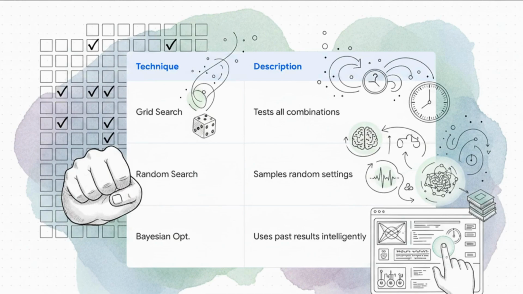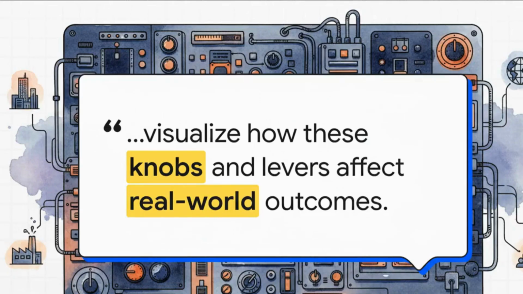And finally, we get to Bayesian optimization. This one is really clever. It uses past results to intelligently pick the next set of hyperparameters to test. In essence, developers use intelligent algorithms to figure out the best settings for their other algorithms. How cool is that? At the end of the day, AI training isn't just magic code executing in a void somewhere. As the Google Machine Learning Crash Course puts it, developers must, quote, visualize how these knobs and levers affect real-world outcomes. It absolutely requires a human being at the control panel, thoughtfully pulling these literal and metaphorical knobs and levers to shape the ultimate outcome of the intelligence.